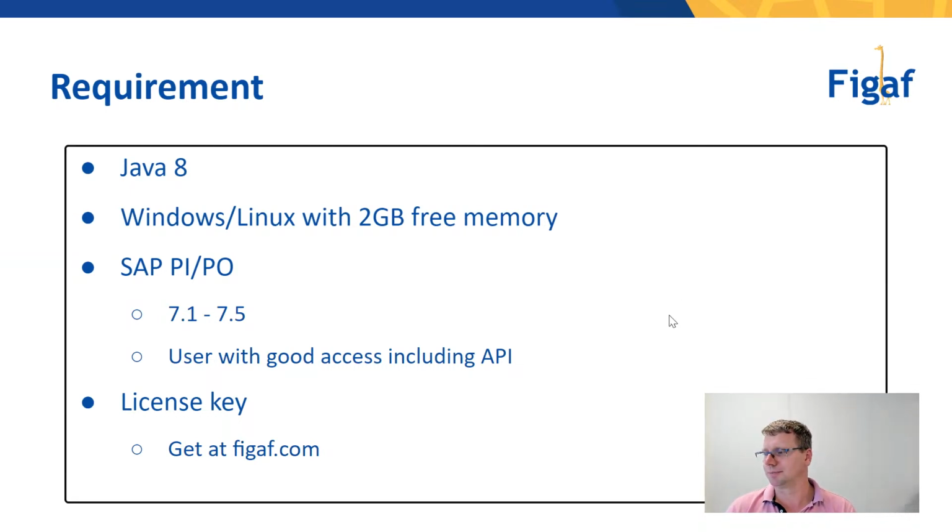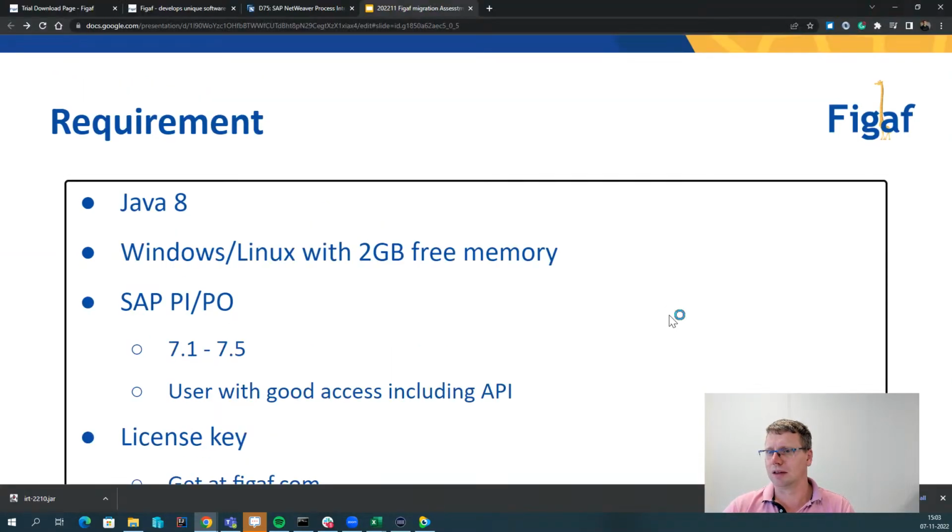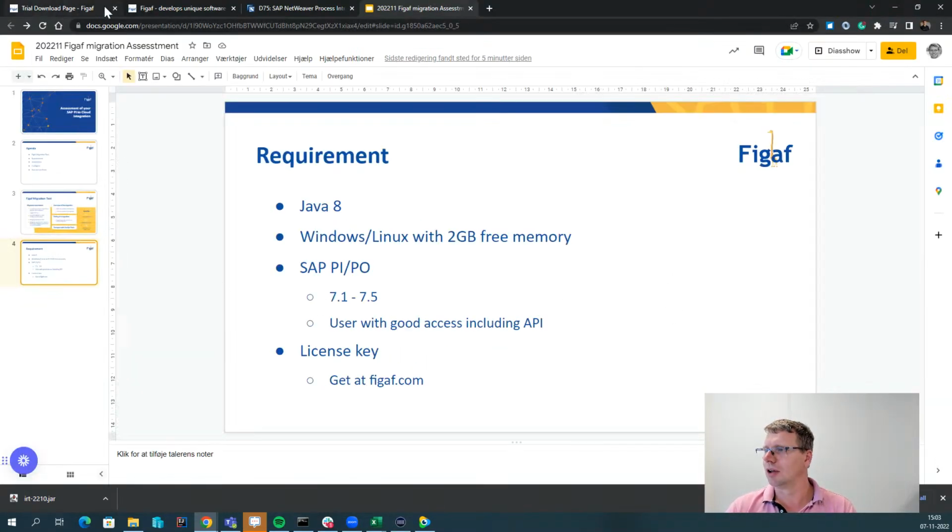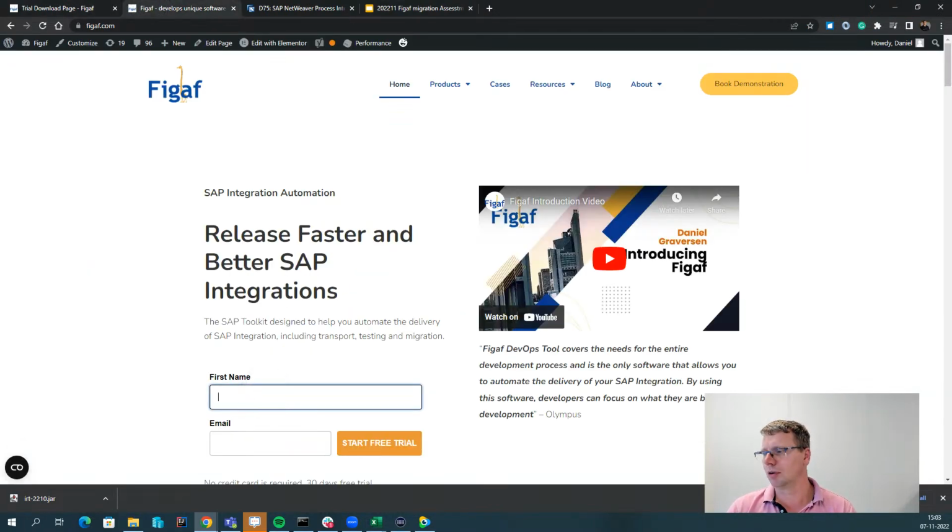So let's get started. I think that was all my slides. Yes. So the first is we will go to figaf.com. Here you will register with name and email address and get a free trial of the tool. You can use that to perform trials of the integrations that you have, and I think that is one of the key aspects that makes it really easy for you to start, that you can just get a trial license and start using it for performing these assessments.